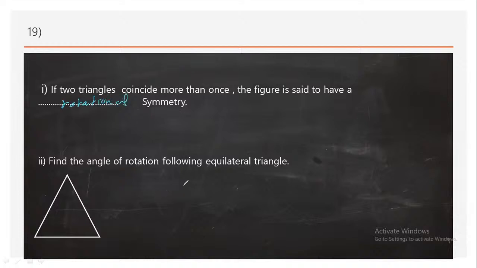Find the angle of rotation of the following equilateral triangle. It means this has an order of symmetry 3. Earlier I mistakenly included that question, but here they are asking a different question: what is the angle of rotation. You know this is 360, and for the angle of rotation you divide 360 by the number of axes of symmetry. There are 3 axes of symmetry. So 360 divided by 3, the answer is 120. The angle of rotation is 120.